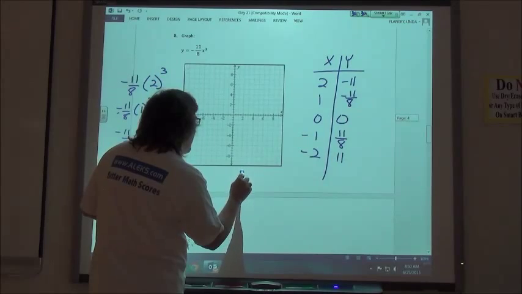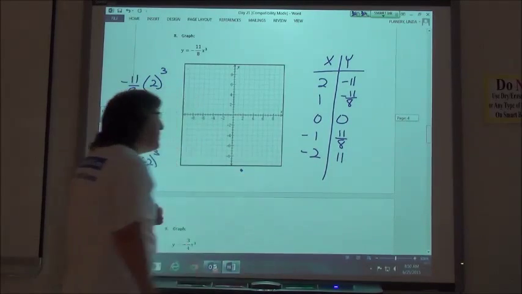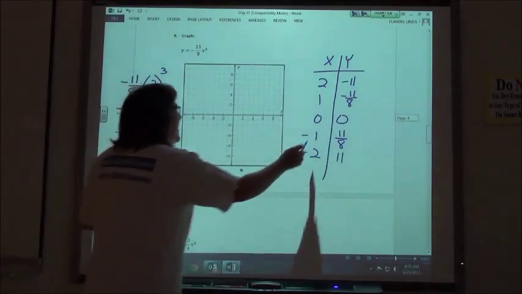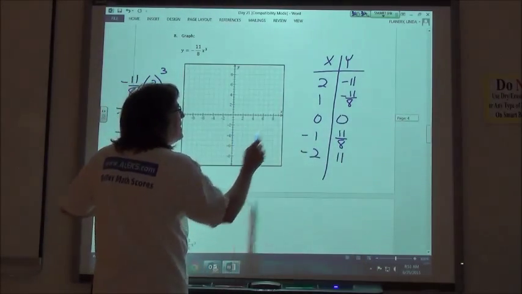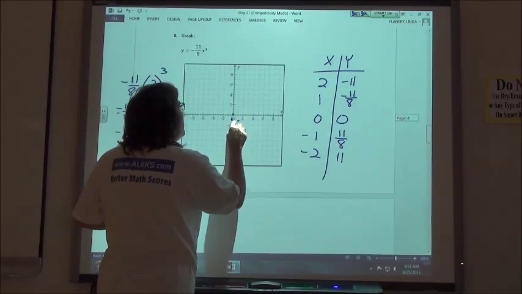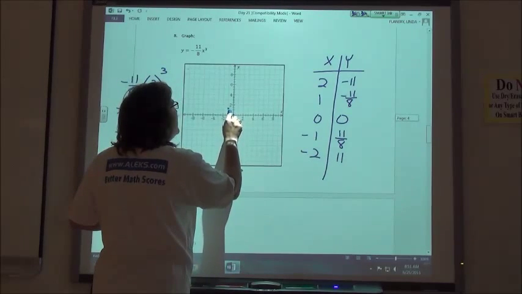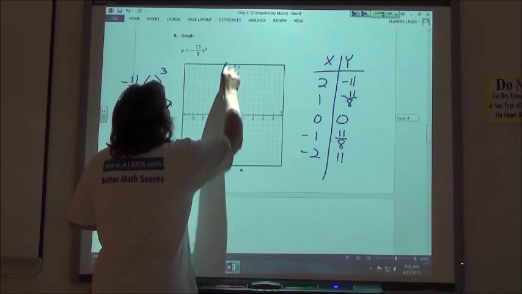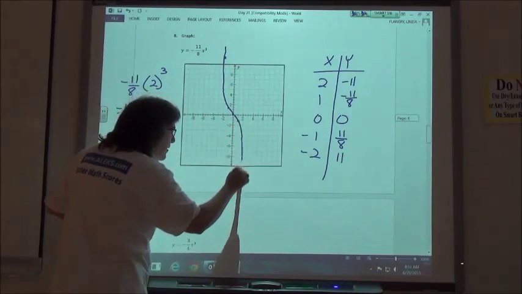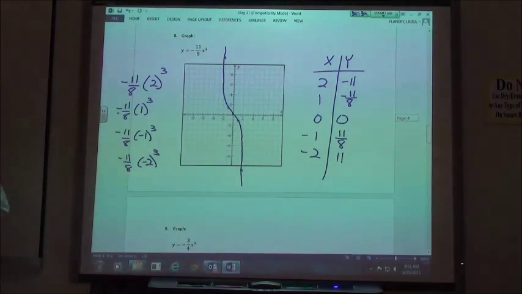This probably doesn't go down far enough. I'll just make up a point down there. Negative 1 goes to, or positive 1 goes to negative 11/8. Estimate about there. 0, 0. Negative 1 goes to a positive 11/8. And negative 2 goes up to 11. And it will look again something sort of like that when I'm done.